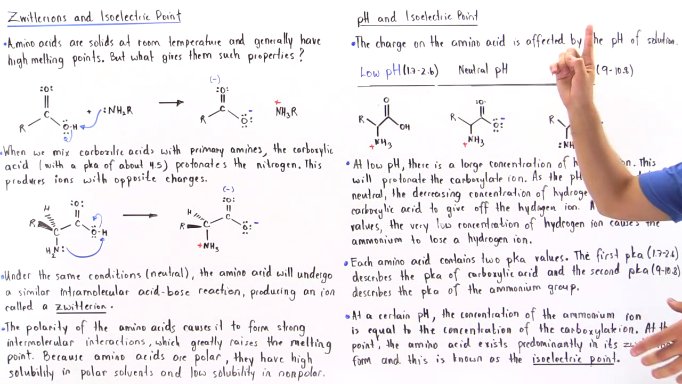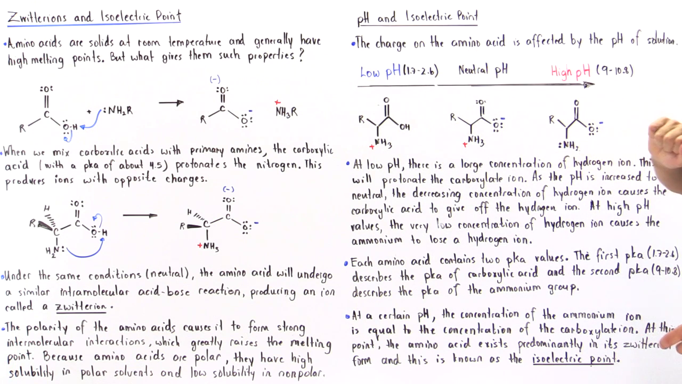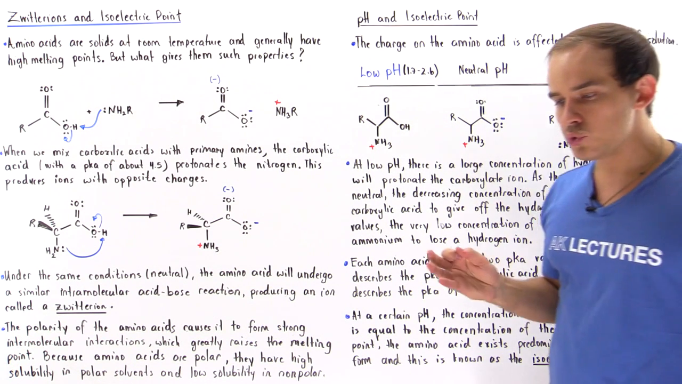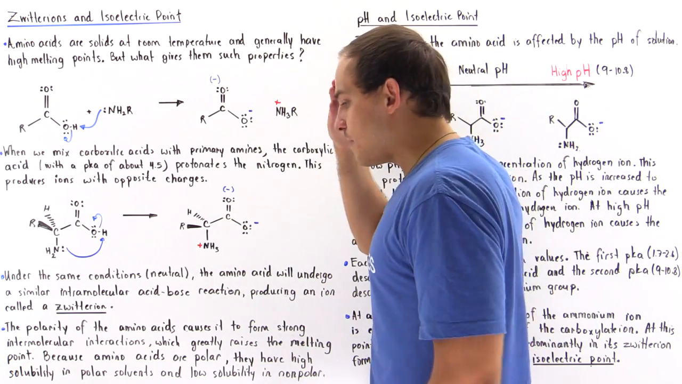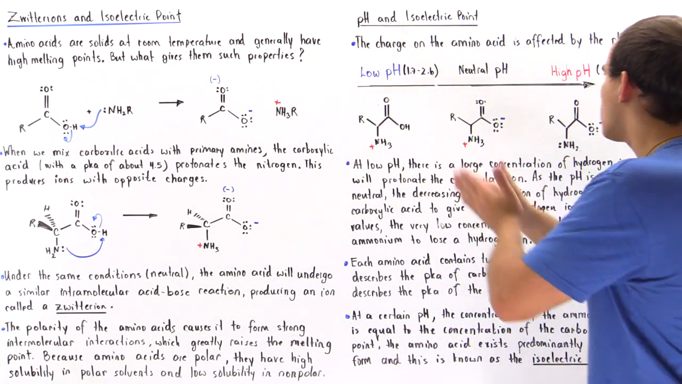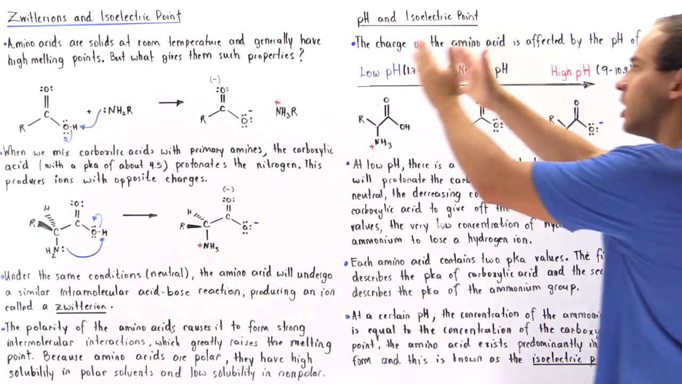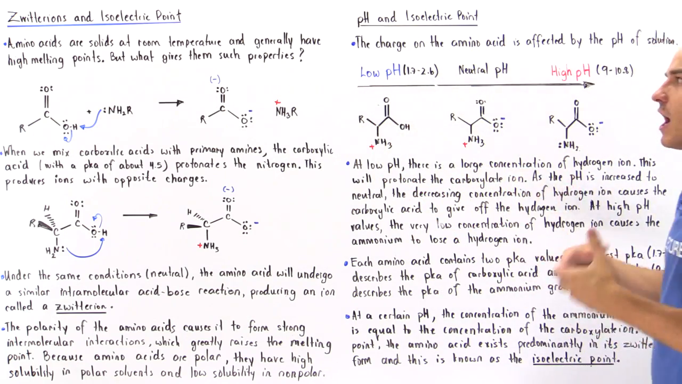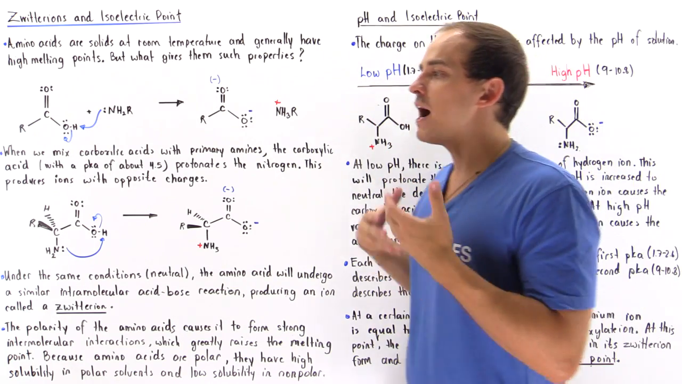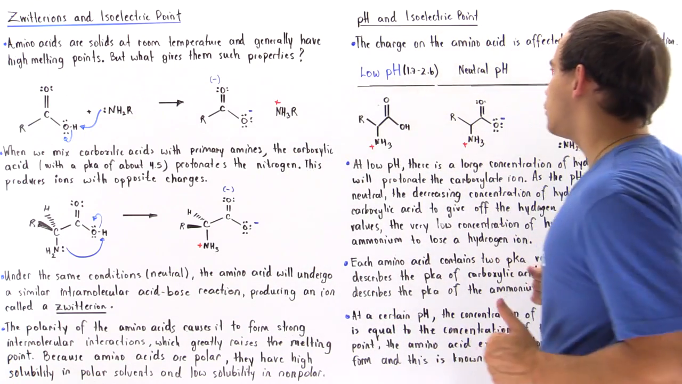So, we see that the charge on the amino acid is in fact affected by the pH of our solution. Remember, pH is basically a range between 0 to 14. A low pH means we have a high concentration of hydrogen ion in our solution.